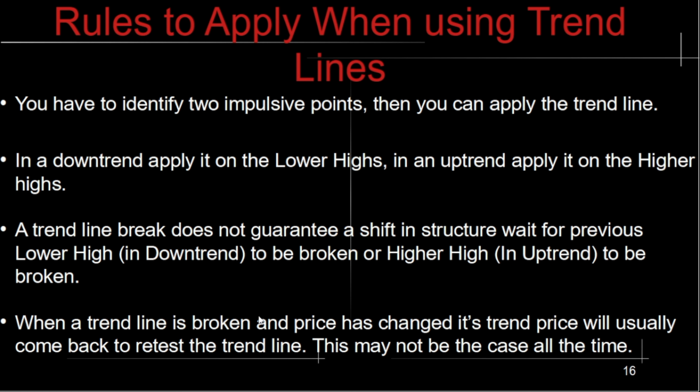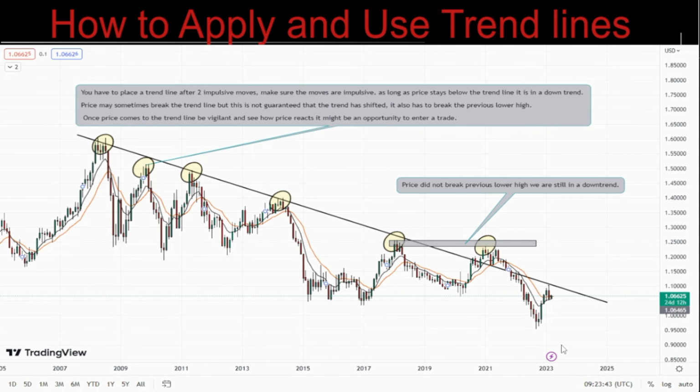When a trend line is broken and price has changed its trend, price will usually come back to retest the trend line. This may not be the case all the time. Let me give a brief explanation on this point. As you can see here, price broke our trend line and came back to retest the trend line. But most of the time, price may not come back to retest it. It may break the trend line and continue to go further upward and continue making new higher highs without even retesting the trend line here.